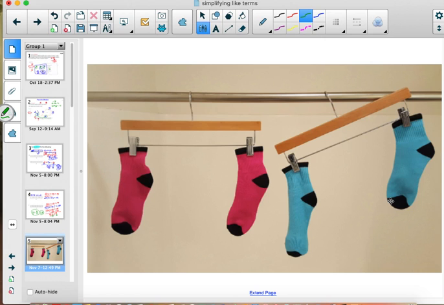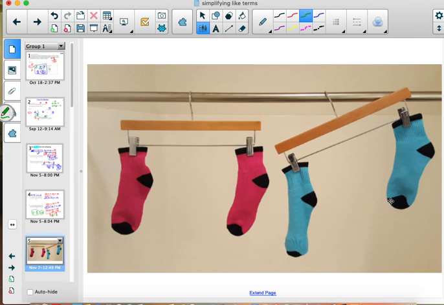Alright, Alice, what do you think? What do you wonder? Why are there a bunch of socks hanging around in a closet? Why do you hang up socks? Obviously this person hasn't invested in a drawer yet, and they are trying to make their matching socks together.